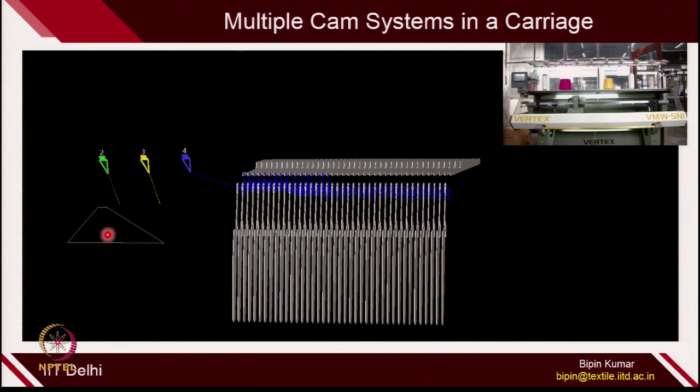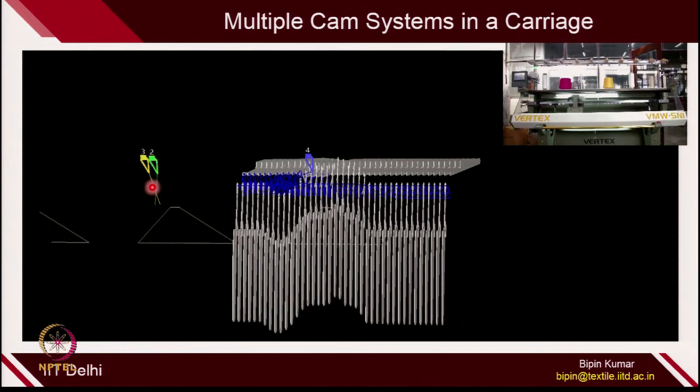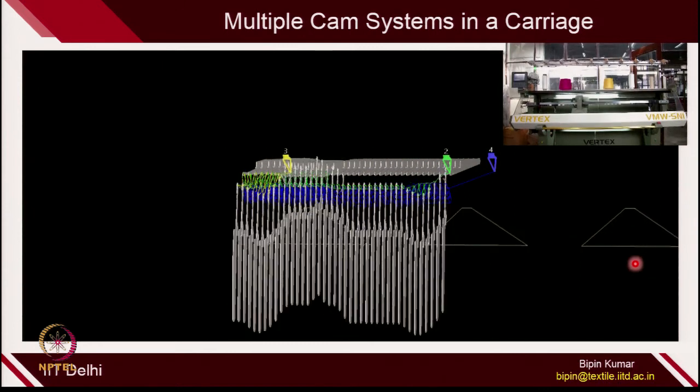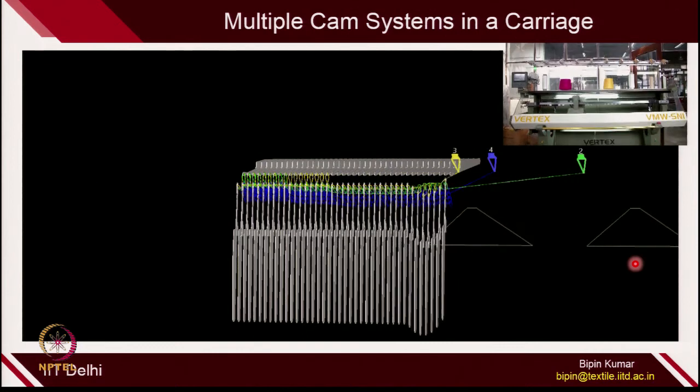For example, when you have a three cam system in one go, when you are taking the carriage from one side to the other side, you can simultaneously create up to three courses, which you can see in this video. The first cam is carrying the blue yarn, the second cam is carrying the green yarn, and the third cam is carrying the yellow yarn. Each cam has the flexibility to work with any feeder arrangement, because it can operate or do the needle functions depending on what setting you have done on this cam system.